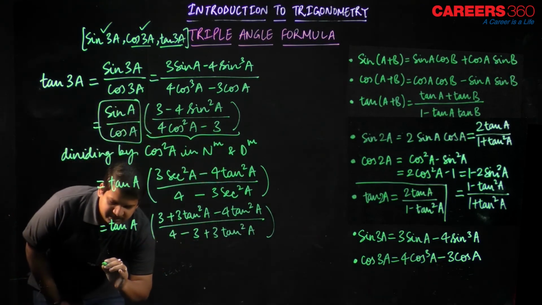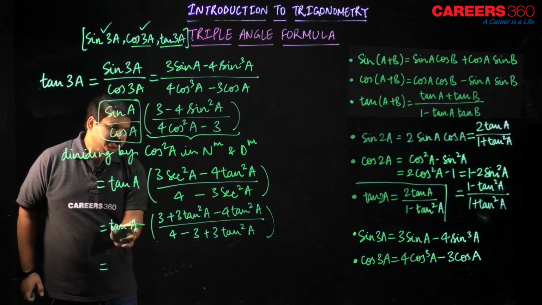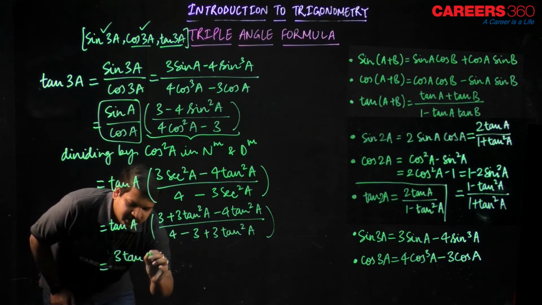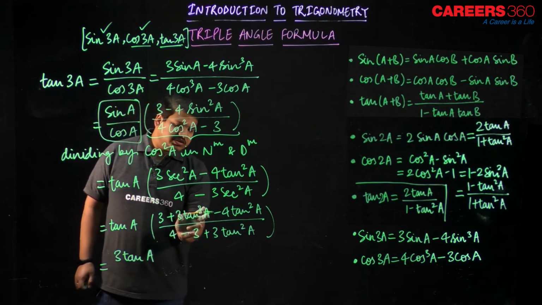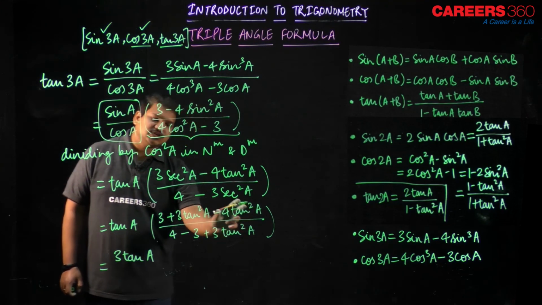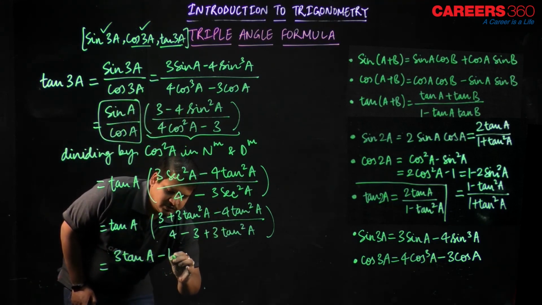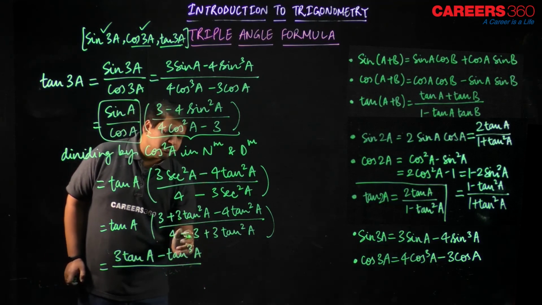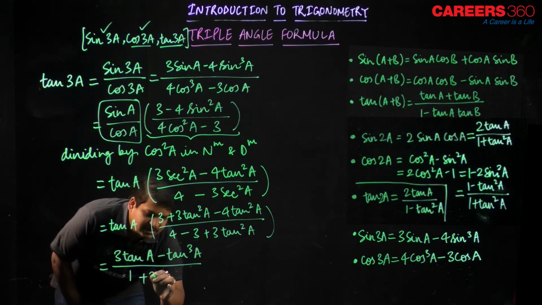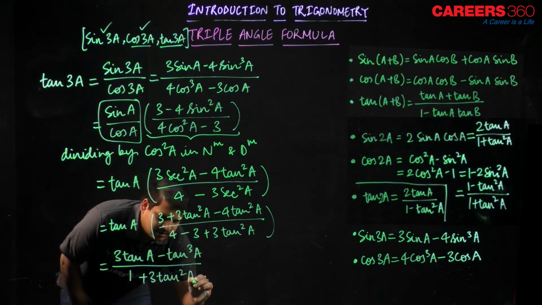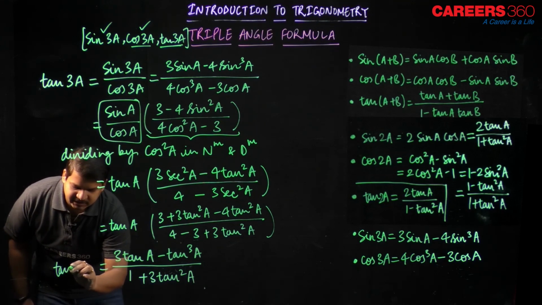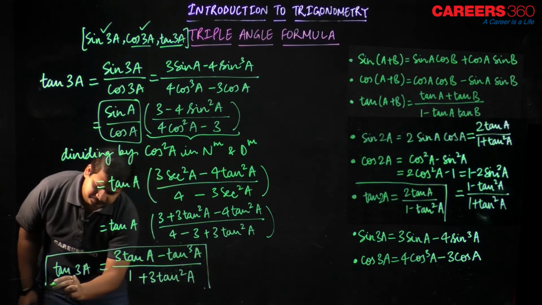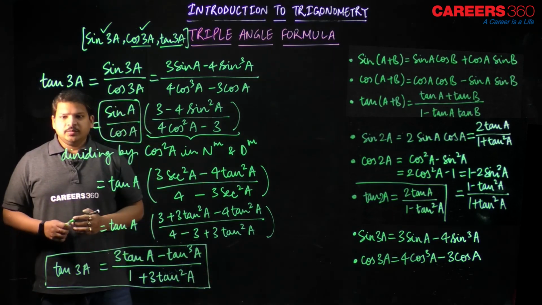Now simplifying this, let's take tan A outside this bracket. So this will be 3 tan A, and then 3 tan square A minus 4 tan square A, that is minus tan square A, and then multiplied by tan A. So this will be my tan cube A, and then upon 4 minus 3, that is 1 plus 3 tan square A, and that would be my formula for tan 3A. I hope it is making sense to you.